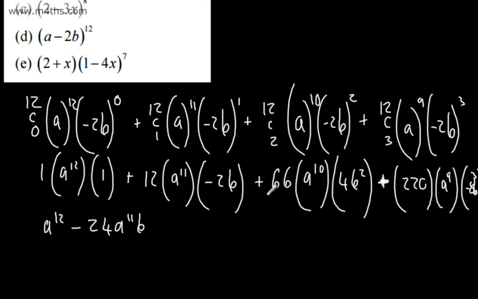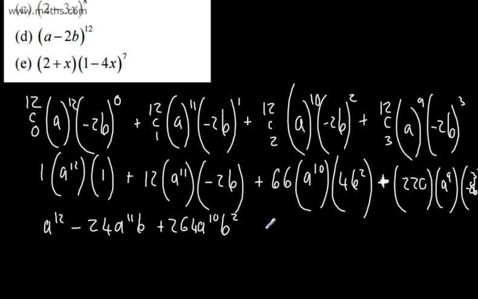What's that going to give me? What are we going to have? 264 plus 264. So plus 264, I'm hoping that's correct, a to the 10th, b squared.